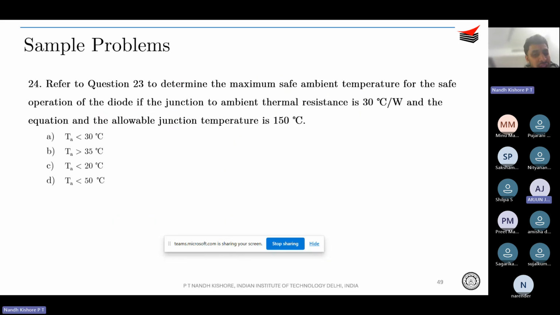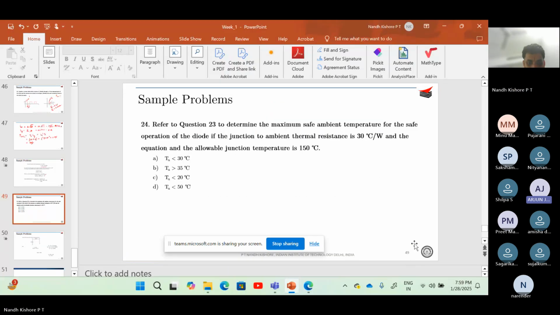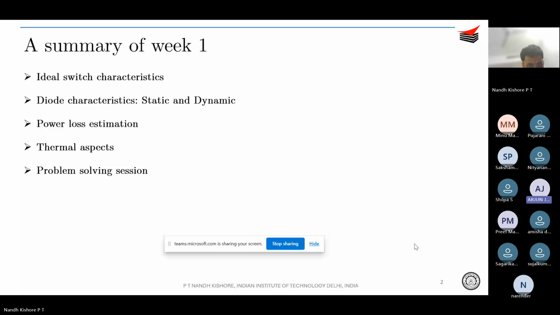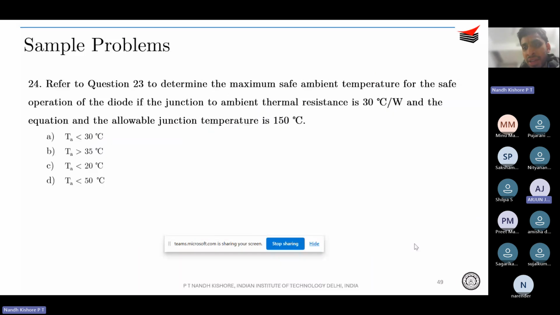Okay, so the last question for the day. Refer to question 23 to determine the maximum safe ambient temperature for the safe operation of the diode if the junction to ambient thermal resistance is 30 degrees per watt and the allowable junction temperature is 150 degrees. So TJ is 150, and R theta is 30 degrees per watt. What should be TA?